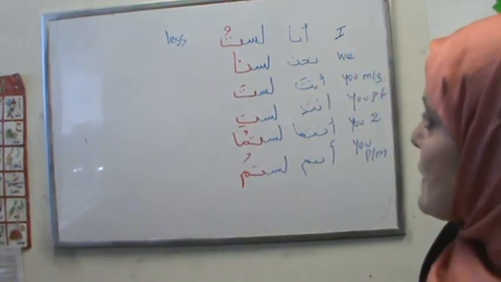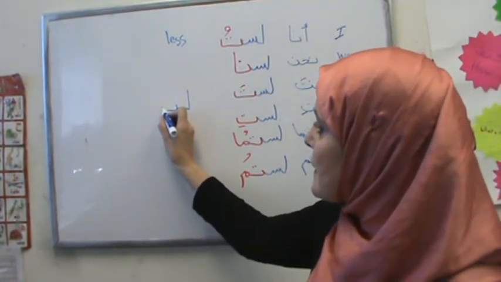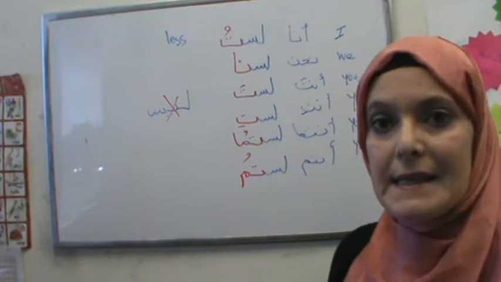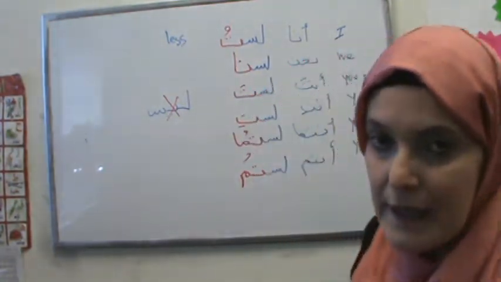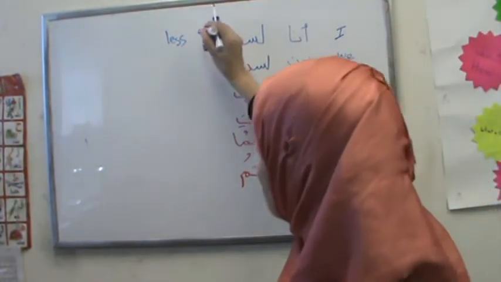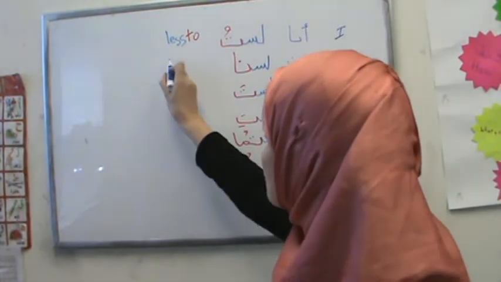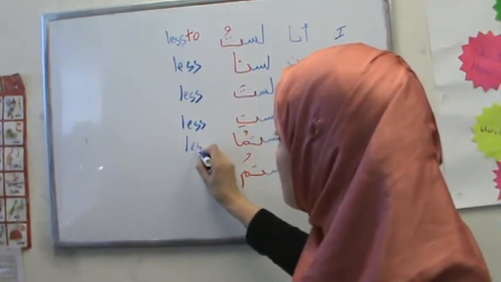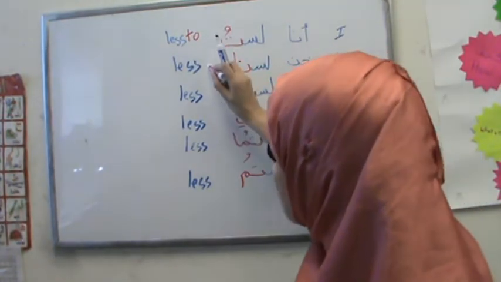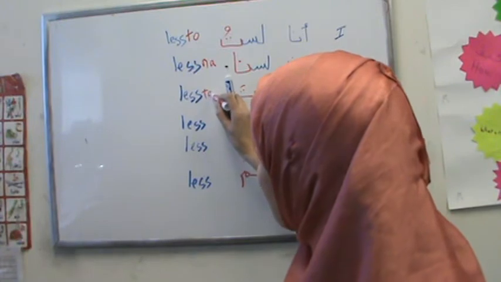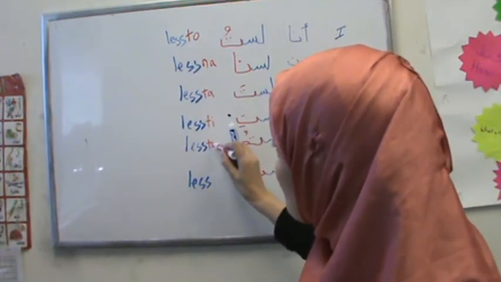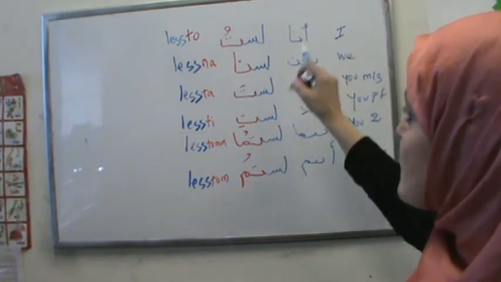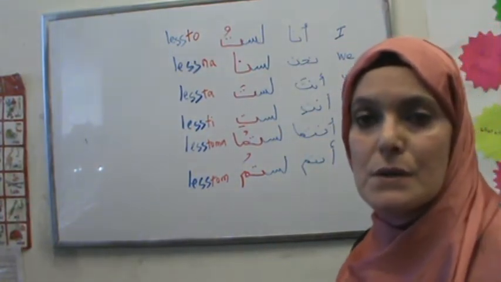Again, I had laysa, I dropped the y in the middle and I had less, just like if you want to say it in English, it's going to look like that. And I put less, less, less, and put lesna, lesta, lesti, lestuma, and lestum. So this is the transformation that has been made to these pronouns.